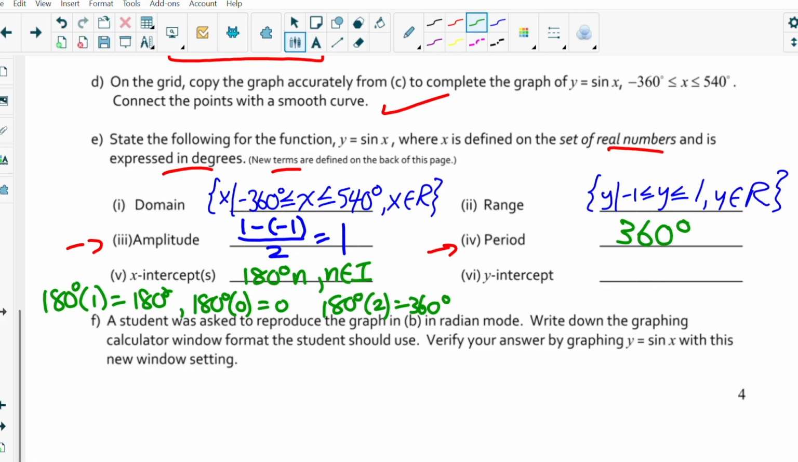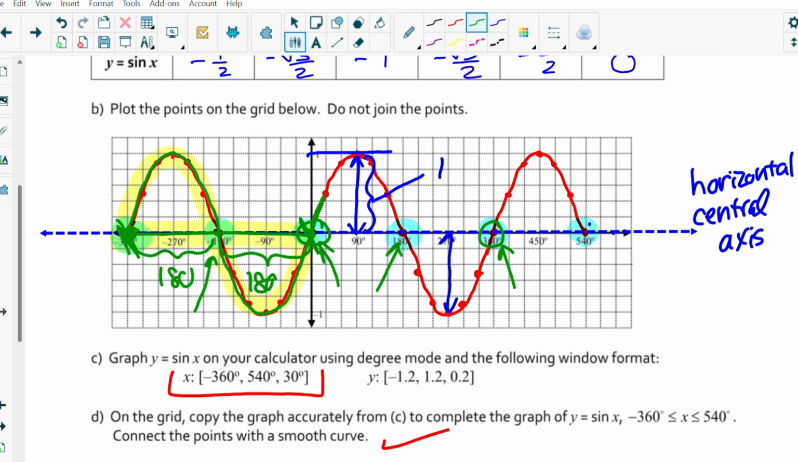Okay, y-intercept. Well, we have a single y-intercept. It's right here. And that's at the origin.